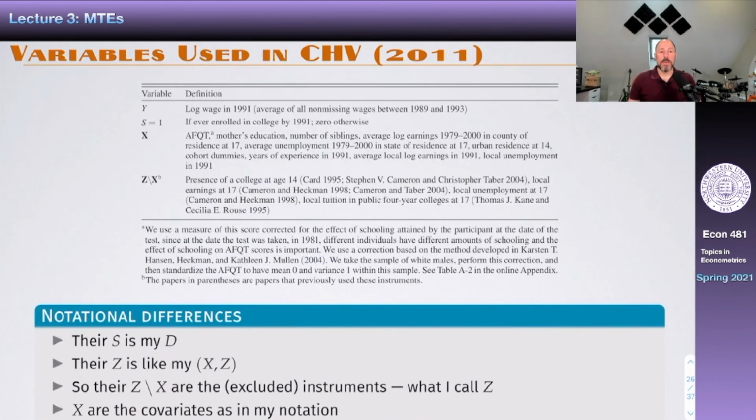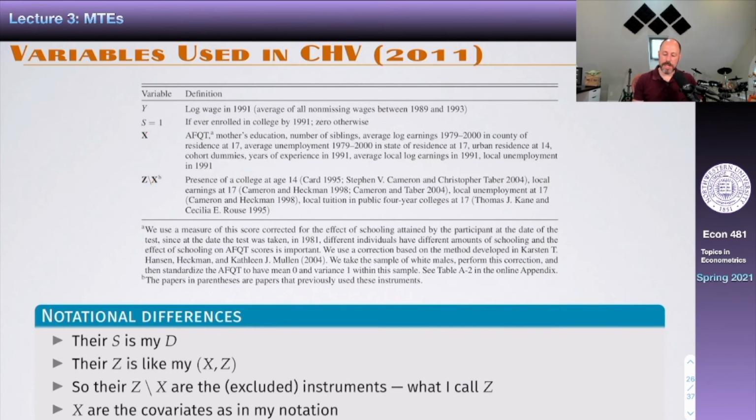So here you have a table. This is a table of translation, right? Y is our Y. S in this paper is our D. X here in this paper is the covariates, the X that I'm using, okay? And Z in this paper is sort of like everything, the covariates and the instruments, okay? So Z minus X are what I call Z, which you can see over here.